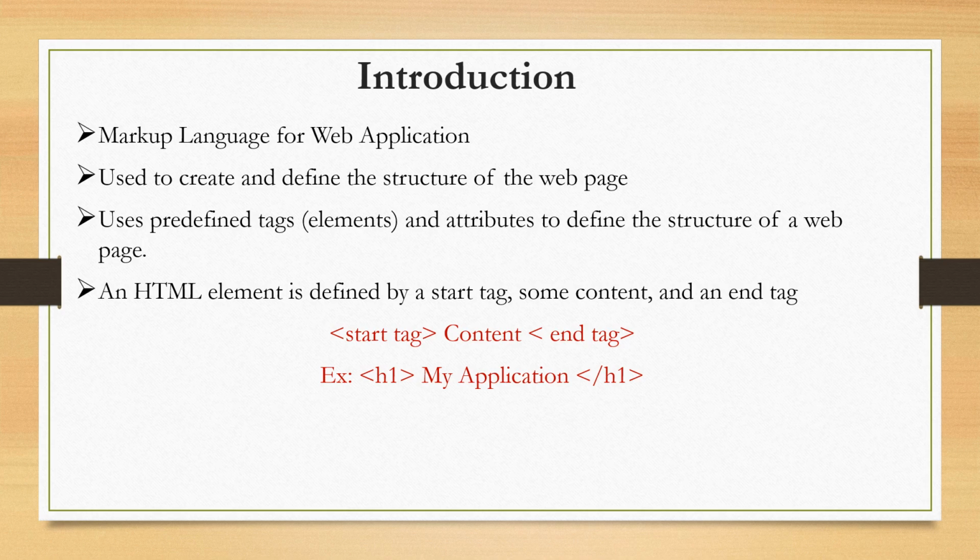For each and every tag, it has some specific meaning. For example, if we are defining this tag, that is heading 1, this is the start tag and this is the end tag and this is the actual content. Now this content, that is my application, is displayed with the alignment of heading 1, so that has some already defined specification.